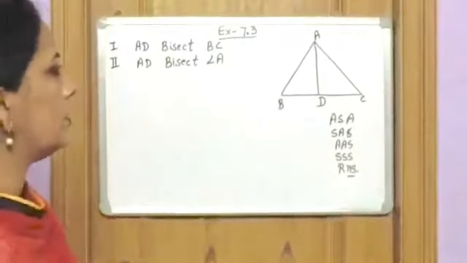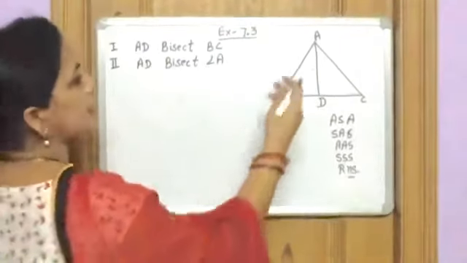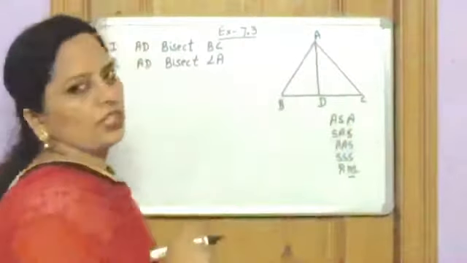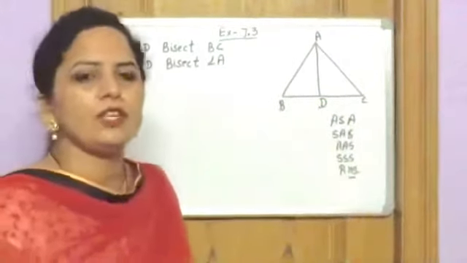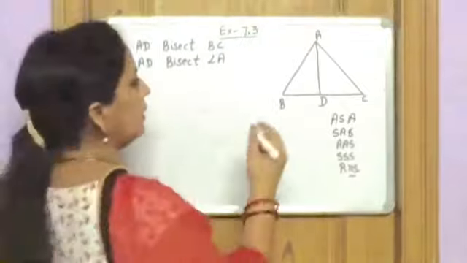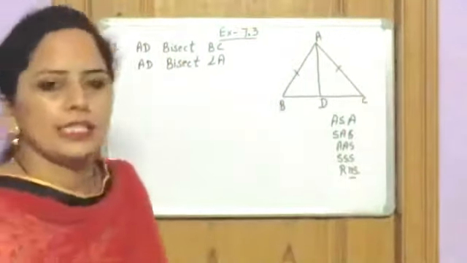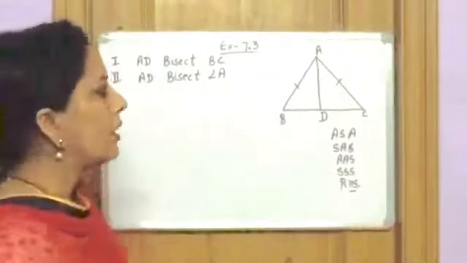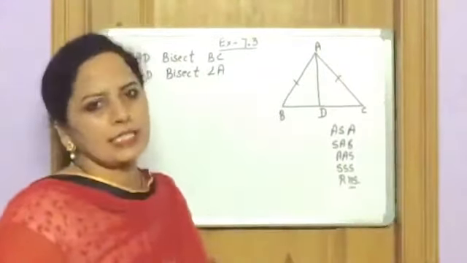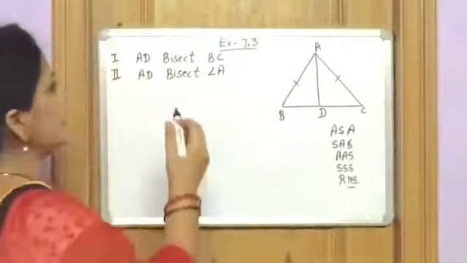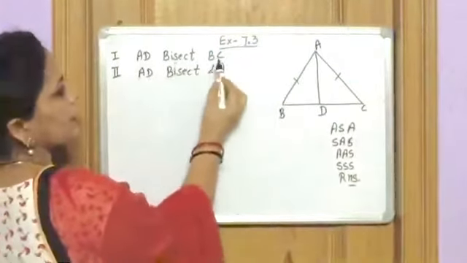In the first question you are given ABC is an isosceles triangle. Isosceles triangle means in which two sides are equal. So in this question AB is equal to AC. This is given in the statement. We have to show two parts in this question. First is AD bisects BC.